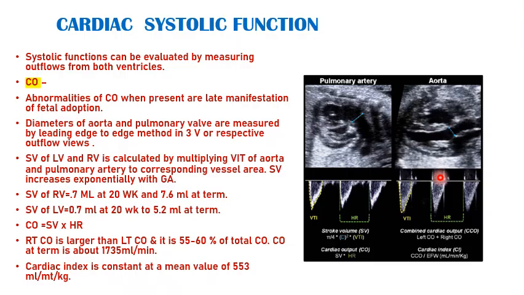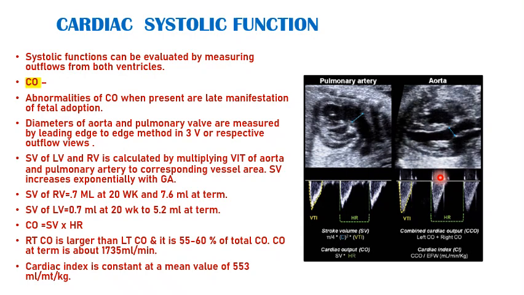Stroke volume increases exponentially with gestational age. For the right ventricle, it is 0.7 ml at 20 weeks to 7.6 ml at term. Similarly, for the left ventricle, 0.7 ml at 20 weeks to 5.2 ml at term. Cardiac output is stroke volume times heart rate. Right cardiac output is larger than left and is 55 to 60% of total cardiac output. Cardiac output at term is about 1735 ml per minute.